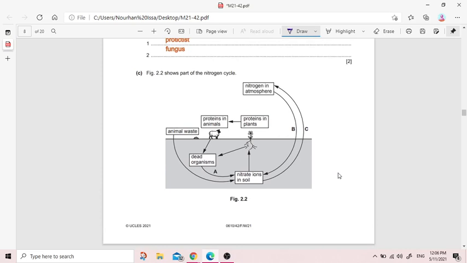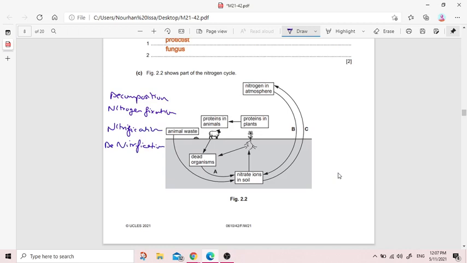Question C. Figure 2.2 shows parts of the nitrogen cycle. I told you before, the most important thing in the nitrogen cycle is to know the name of each process and know what the products of this process are. In the nitrogen cycle, we have 4 processes: decomposition, nitrogen fixation, nitrification, and denitrification.